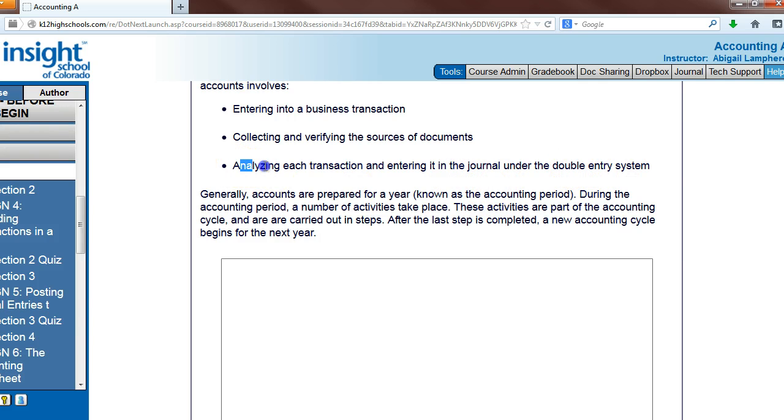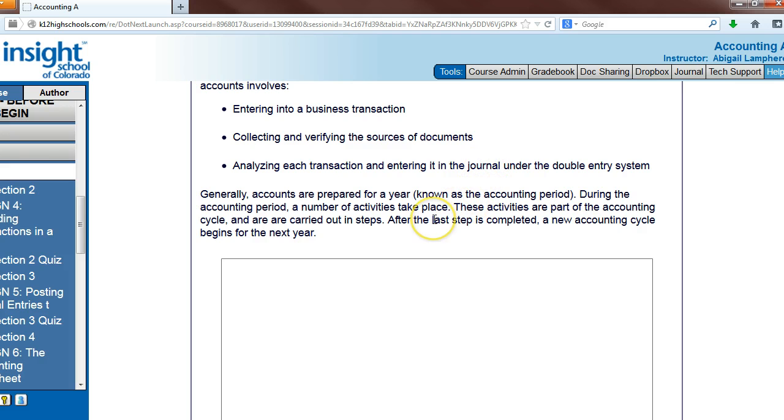We've already been doing this, analyzing business transactions. That's where we've been determining what accounts are being affected, and determining if they're going to increase or decrease and whether that's a debit or a credit. So that's nothing new. The only thing we're going to start doing differently is instead of recording them in T accounts, now we're going to practice actually logging them into a general journal.